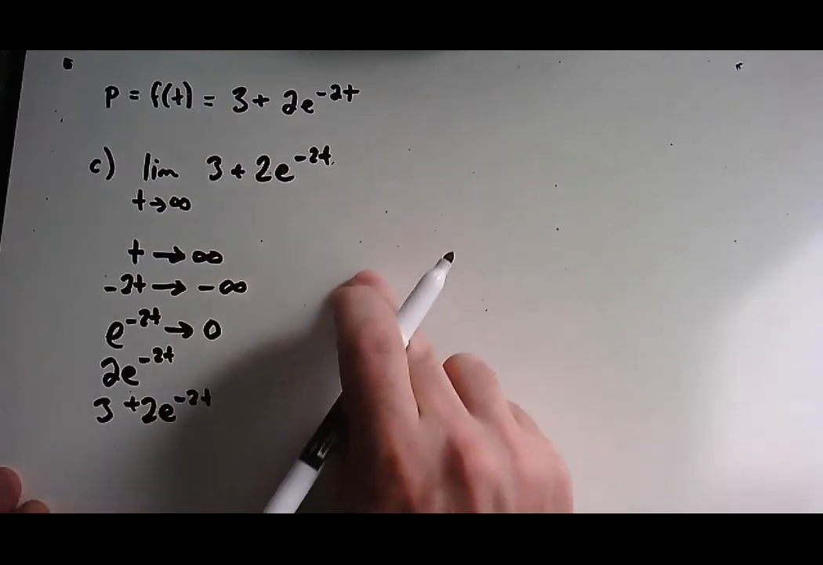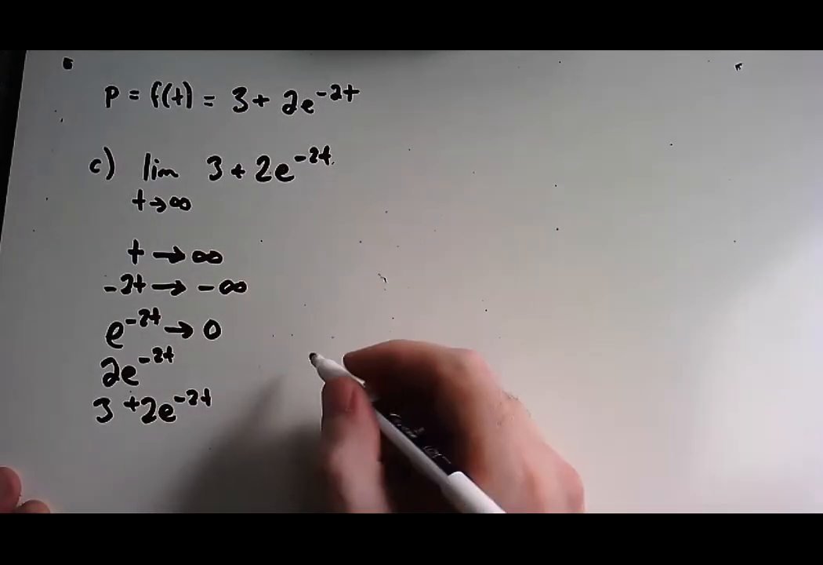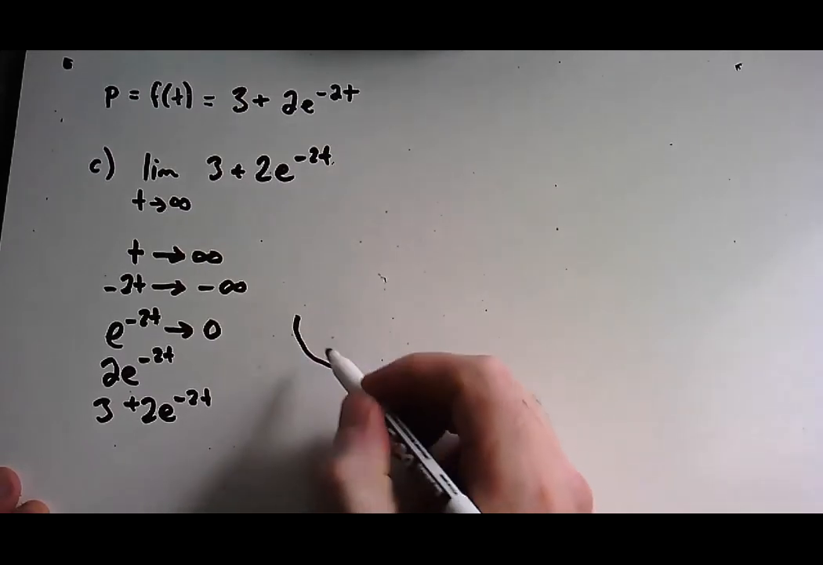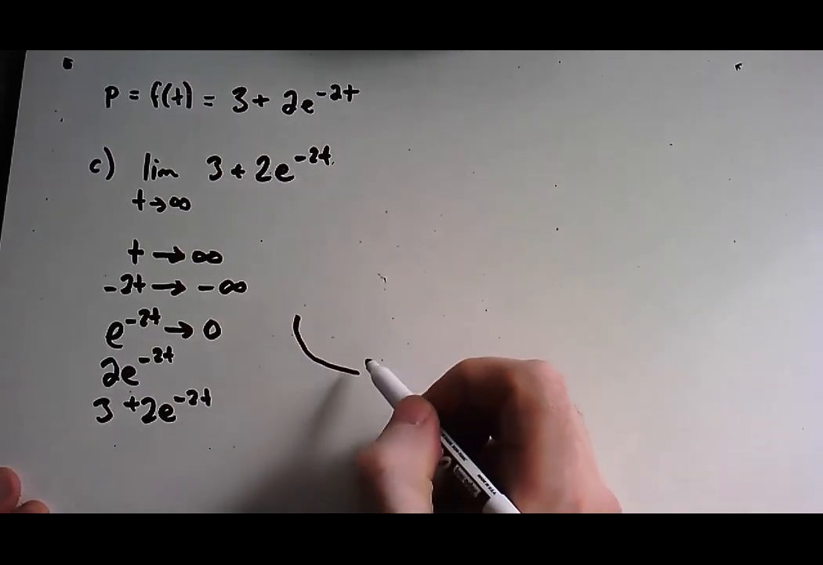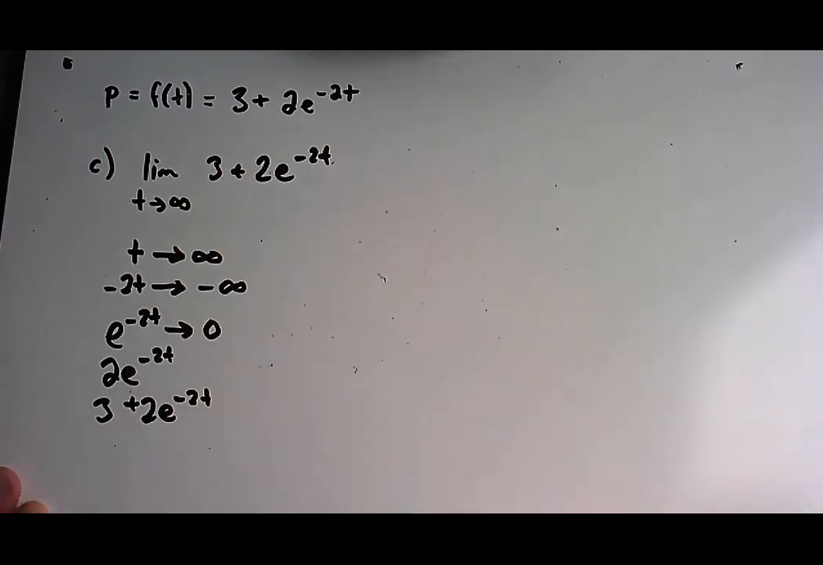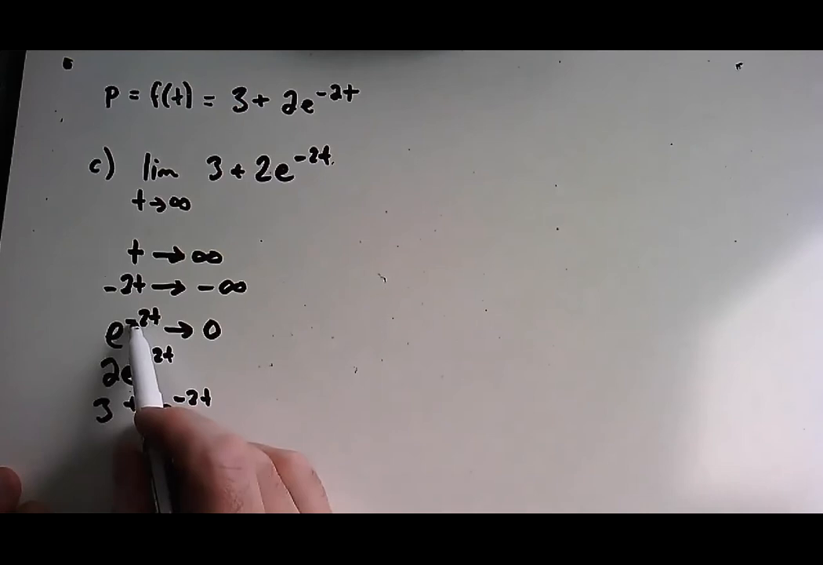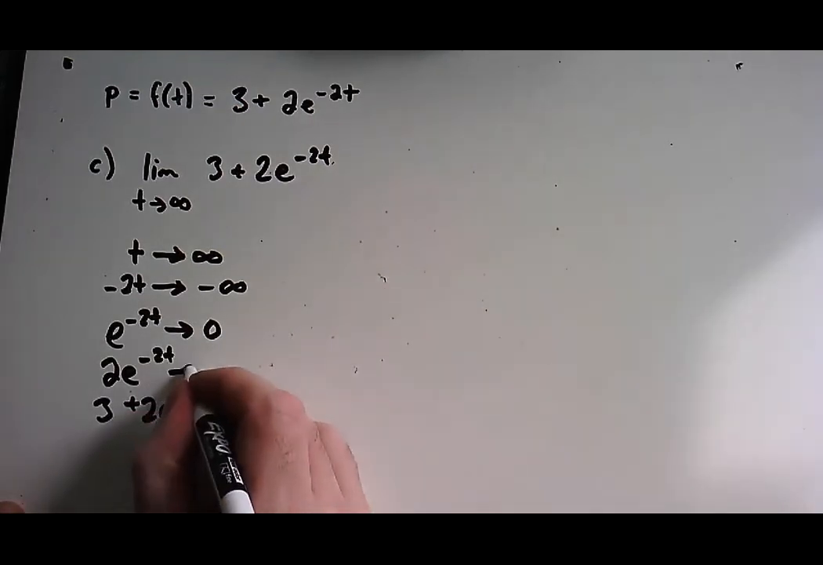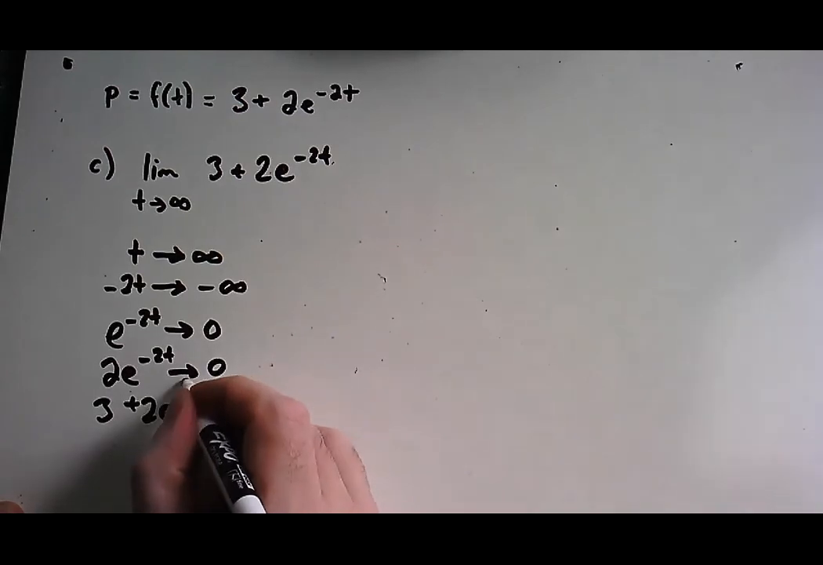Another way to think about this is to think about the graph of the function y equals e to the negative x. Just our basic exponential decay function. Y equals e to the negative x, exponential decay, again, flattens out, gets closer and closer to 0 as we move to the right. So e to the negative 2t will approach 0. 2 times something that approaches 0 still approaches 0.